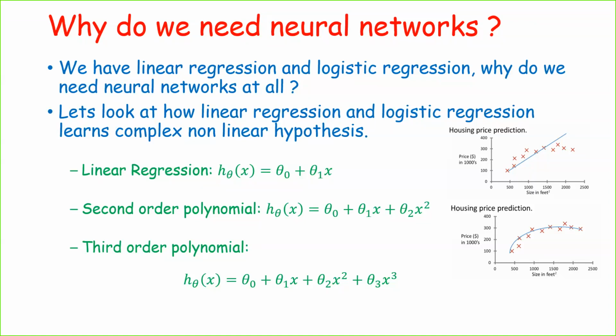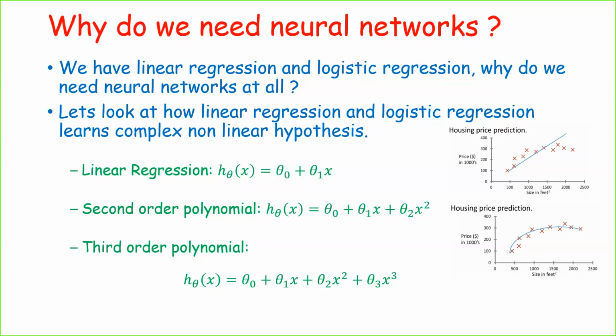We have so many other models also, like linear regression, logistic regression, and so many other things. Why do we need this artificial neural network at all? Let us have a look at that and get some motivation through an example. Let's look at how linear regression and logistic regression learn complex nonlinear hypotheses.